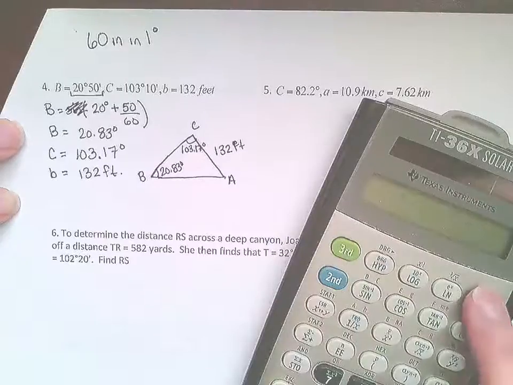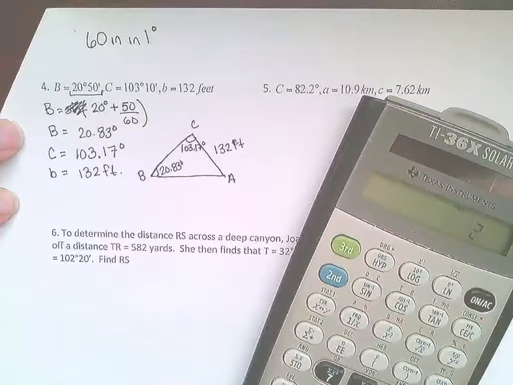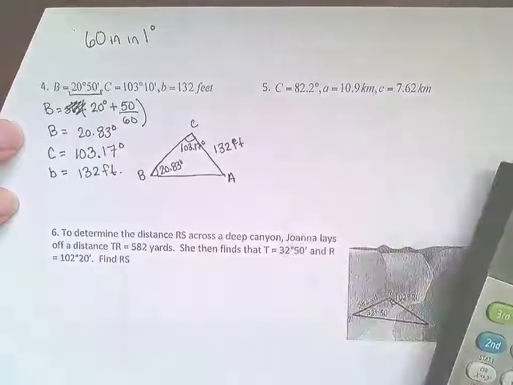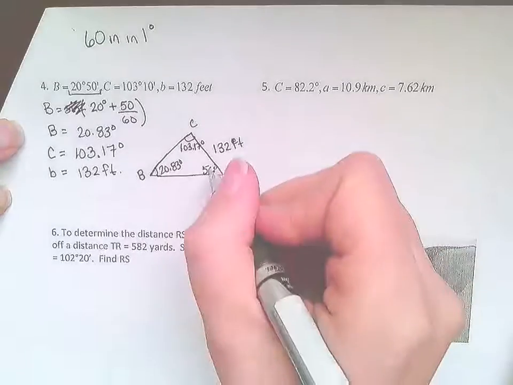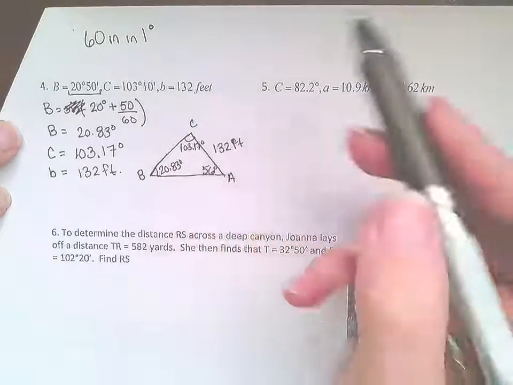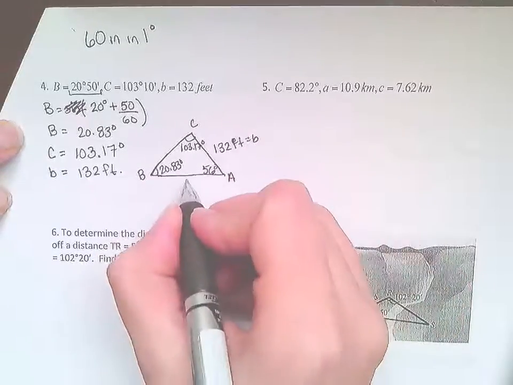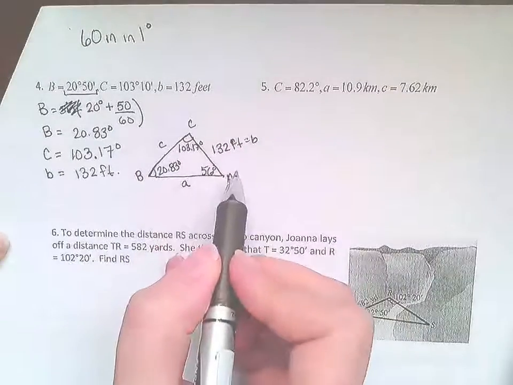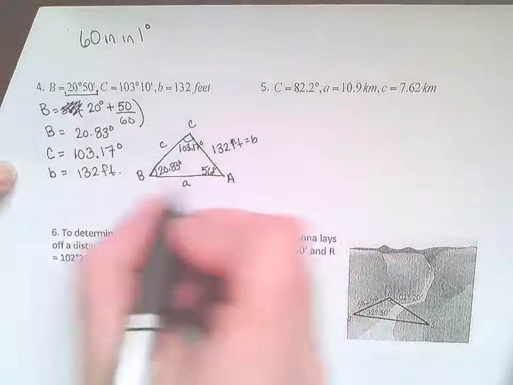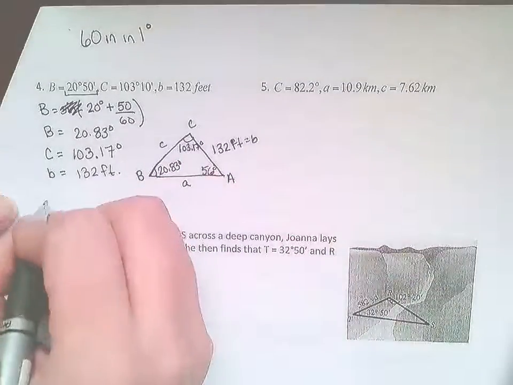We subtract that from 180, so it's going to be 180 minus 103.17 minus 20.83, which is about 56 degrees. So based on this information, to find all of the sides, we have B, we need A, and we need C. Because we have all of our angles and a side, this is ASA, so we can use the law of sines.